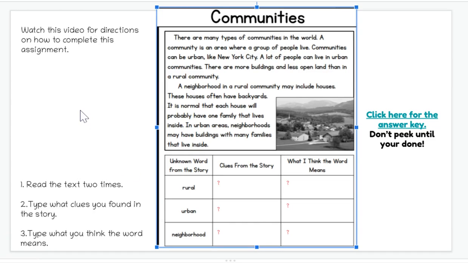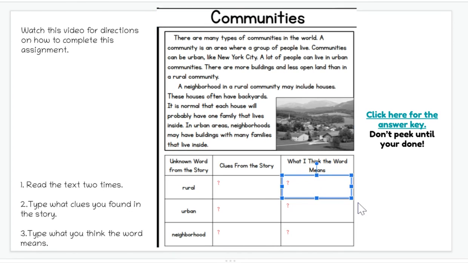Okay, guys. So in order to complete this activity, what I want you to do is you are first going to read this text 2 different times. After you have read the text 2 different times, you can complete this activity. What you're going to do is you're going to look for clues from the story to figure out what these words mean. Then over here, you're going to write what you think the word means.